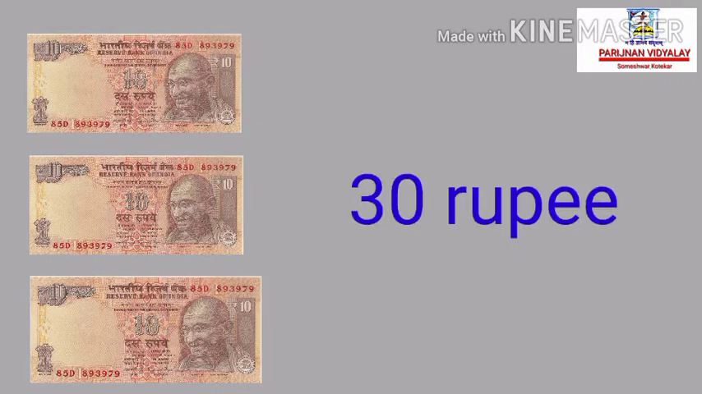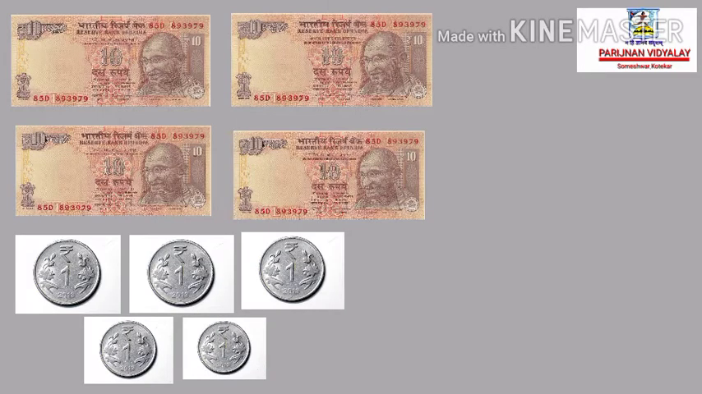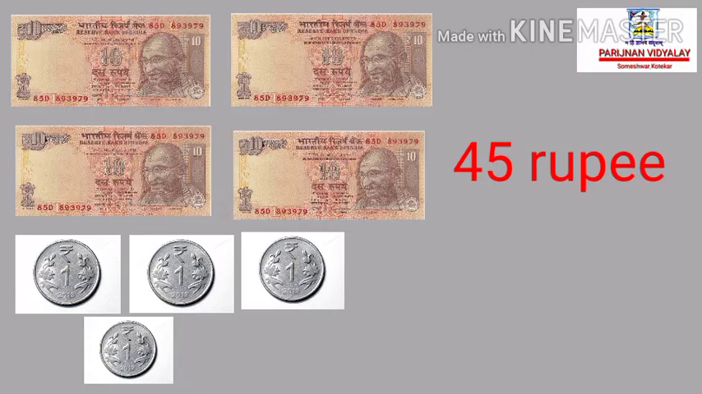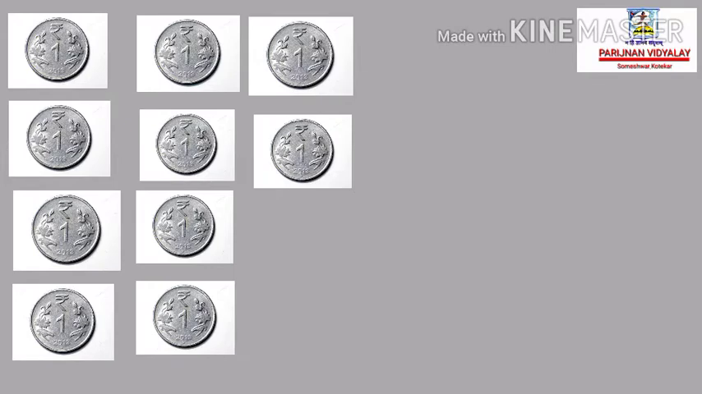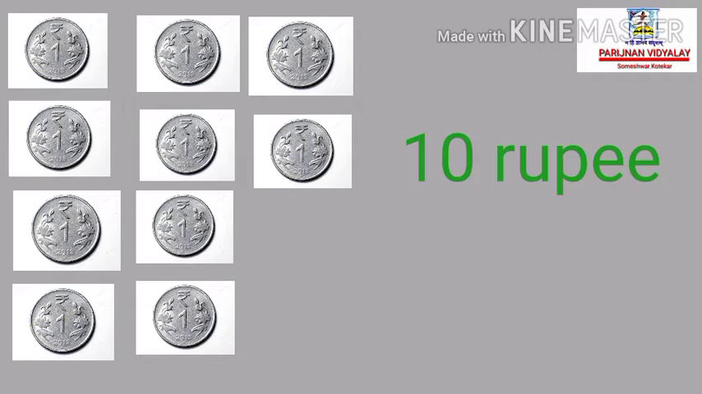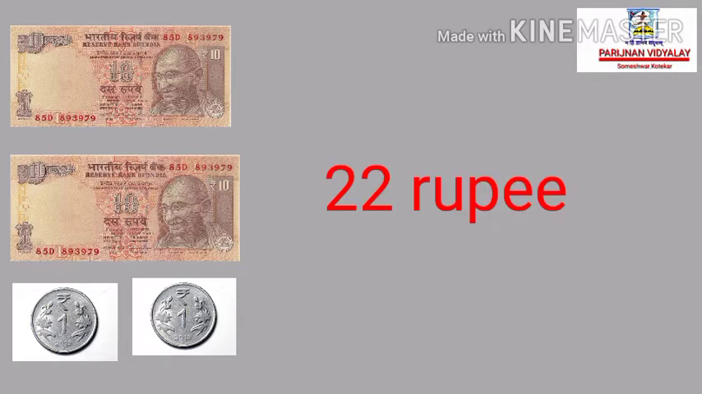30 rupees. 3 10 rupee notes makes 30 rupees. 45 rupees. 4 10 rupee notes and 5 1 rupee coins makes 45 rupees. 10 rupees. 10 1 rupee coins makes 10 rupees. 22 rupees. 2 10 rupee notes and 2 1 rupee coins makes 22 rupees.